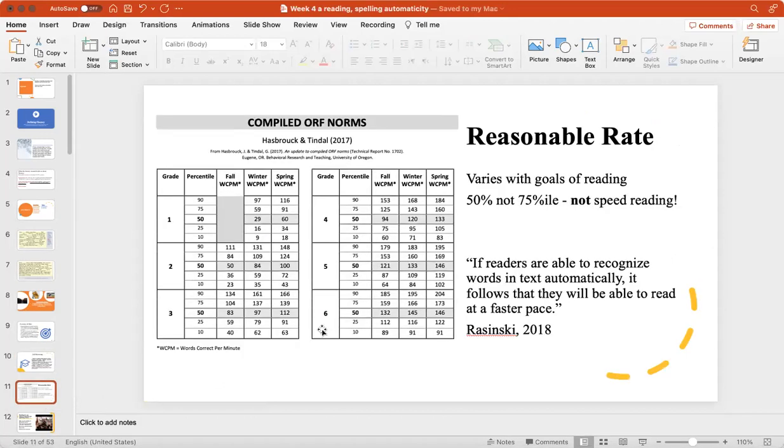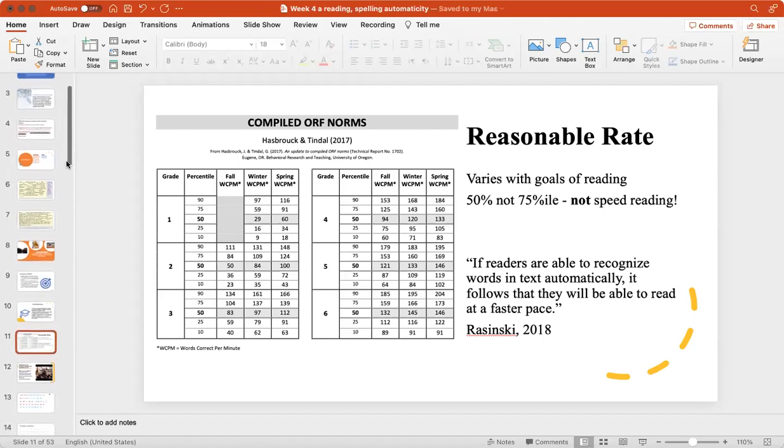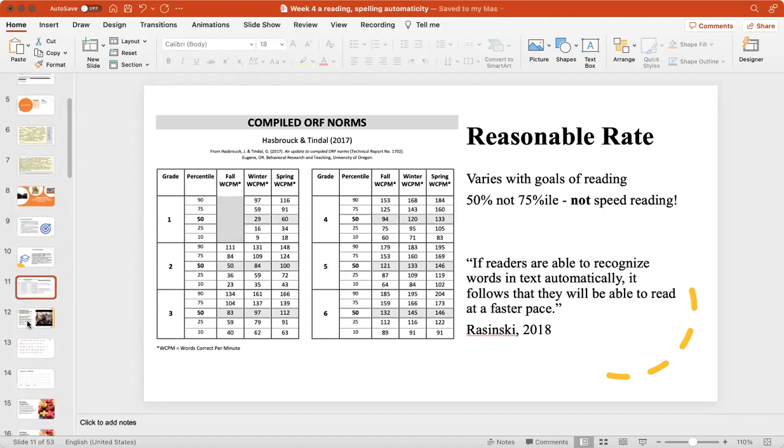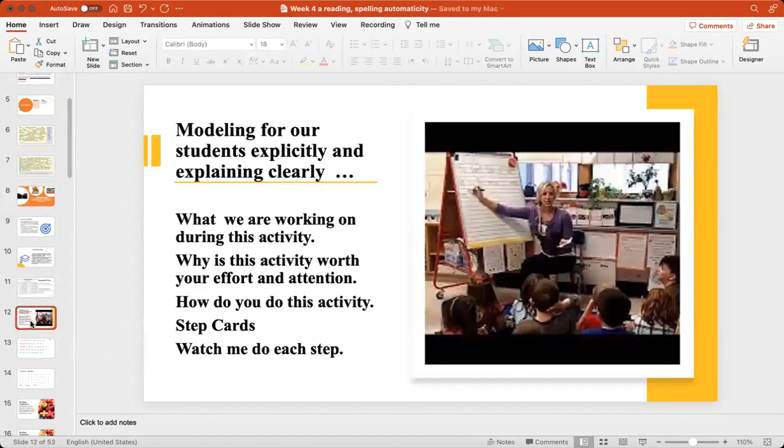We already talked about this chart. There's a quote here from Rosinski: if readers are able to recognize words in text automatically, it follows they will be able to read at a faster pace. So until they learn accuracy and really understand the concepts, we don't want to go even at 50th percentile norms. That's our goal, but not where we start.